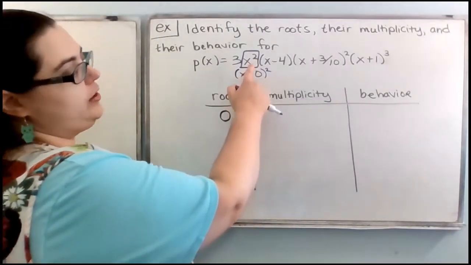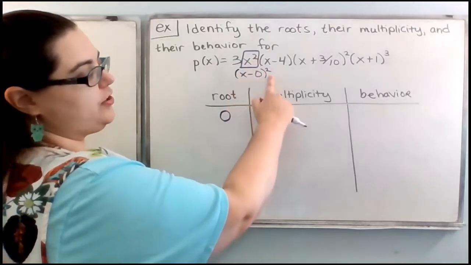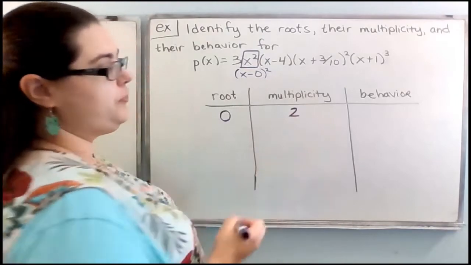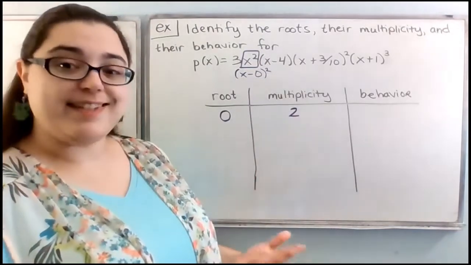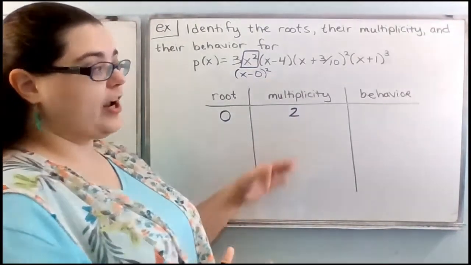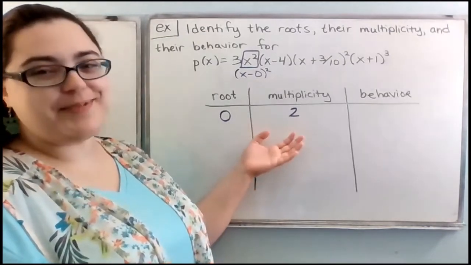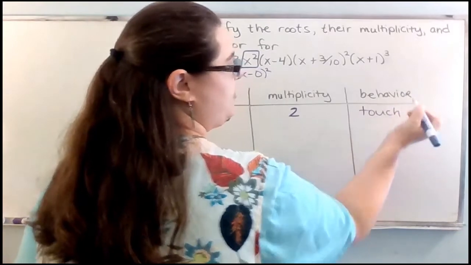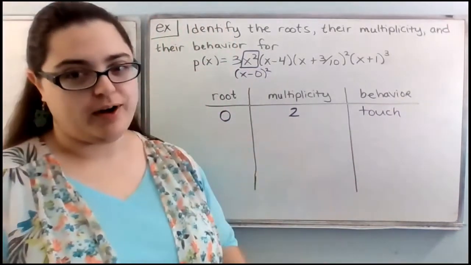Because the exponent on this factor is a 2, that means our multiplicity is going to be 2. And because 2 is an even number, that means the behavior of our function at this intercept is going to be to touch the x-axis. That means we're going to have a turning point there.